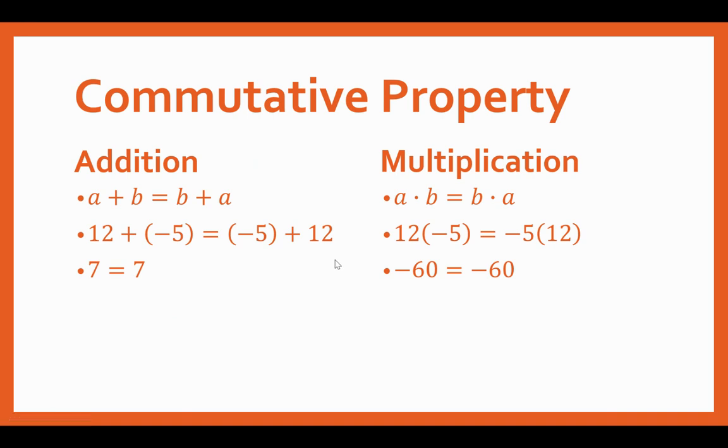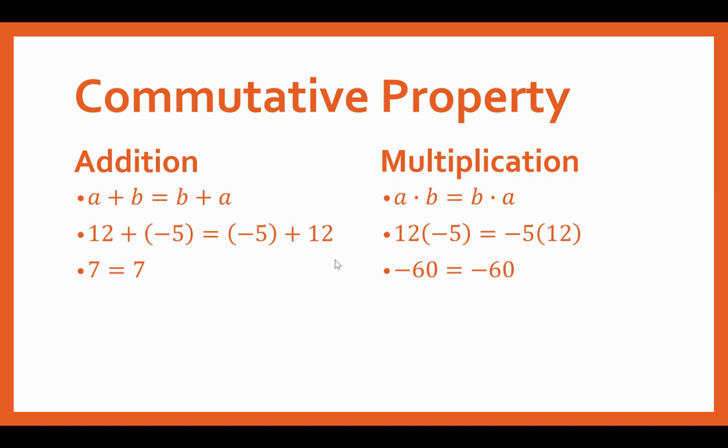And so here are two of them, the commutative property. Actually, there's three of them: commutative property, associative property, and distributive property. So the commutative property basically states that the order in which you do the numbers for addition or multiplication doesn't really matter. Like a plus b is the same as b plus a. 12 plus negative 5 is the same as negative 5 plus 12. Both of them will give you 7.